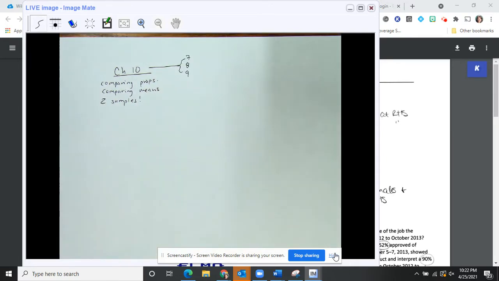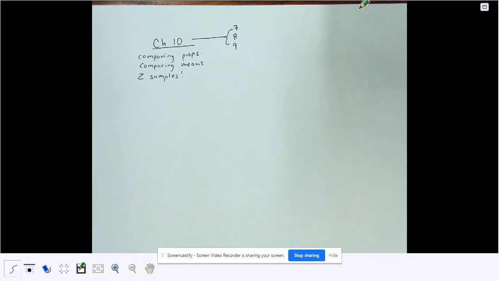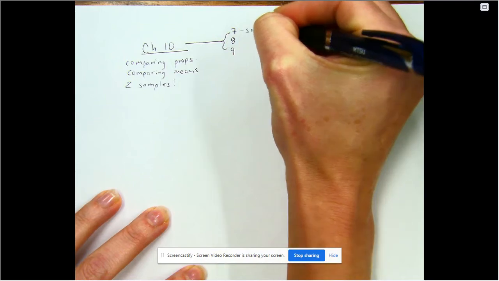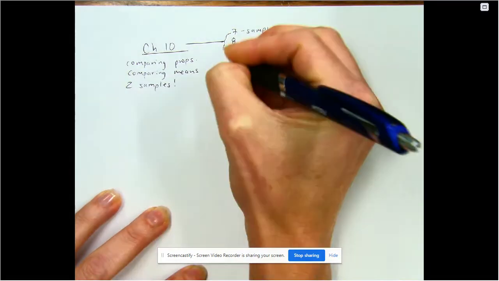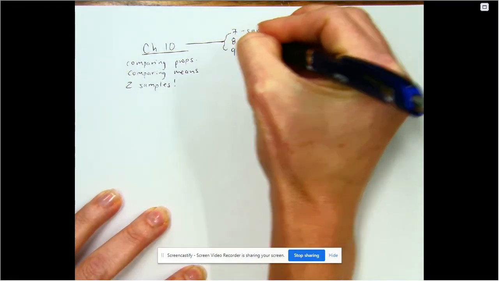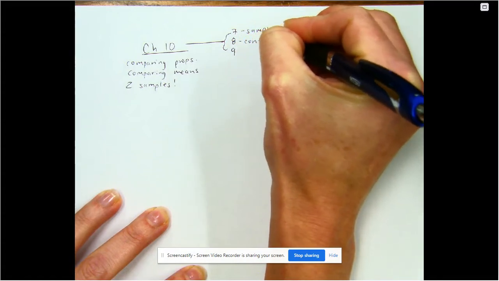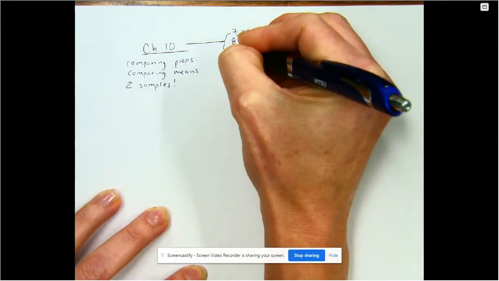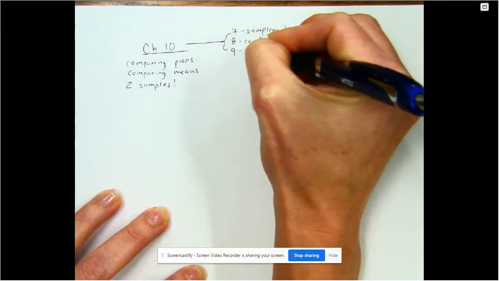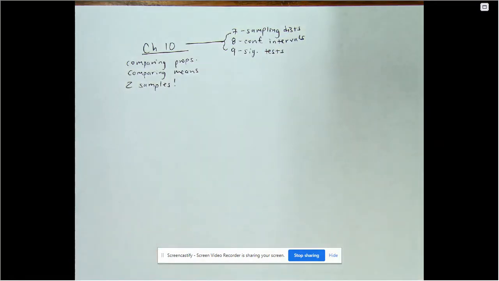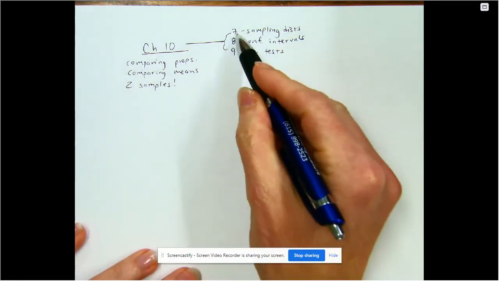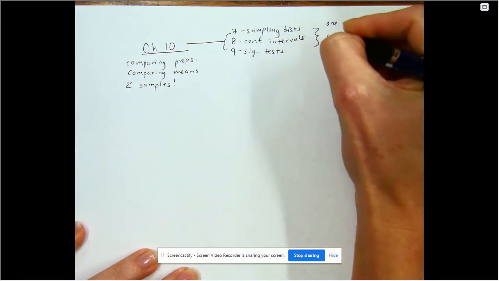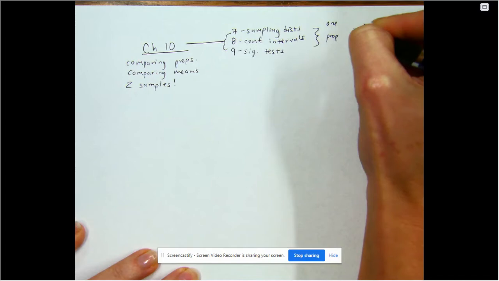So just to remind you, in chapter 7, we learned all about sampling distributions. In chapter 8, we learned about constructing confidence intervals. In chapter 9, we learned how to run significance tests, also known as hypothesis testing. For all three of these chapters, 7, 8, and 9, we learned to do this for one proportion and then for one mean.